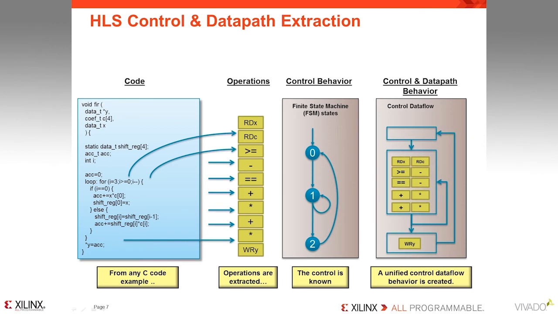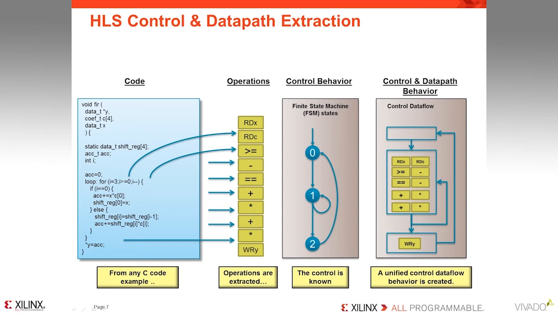So this, I wouldn't say the final design, rather this is the initial design. From this, Vivado HLS using directives can create many more different designs, as we'll see later in this presentation. So for example, that for loop could be unrolled. We could do it multiple times. We could do everything in parallel.